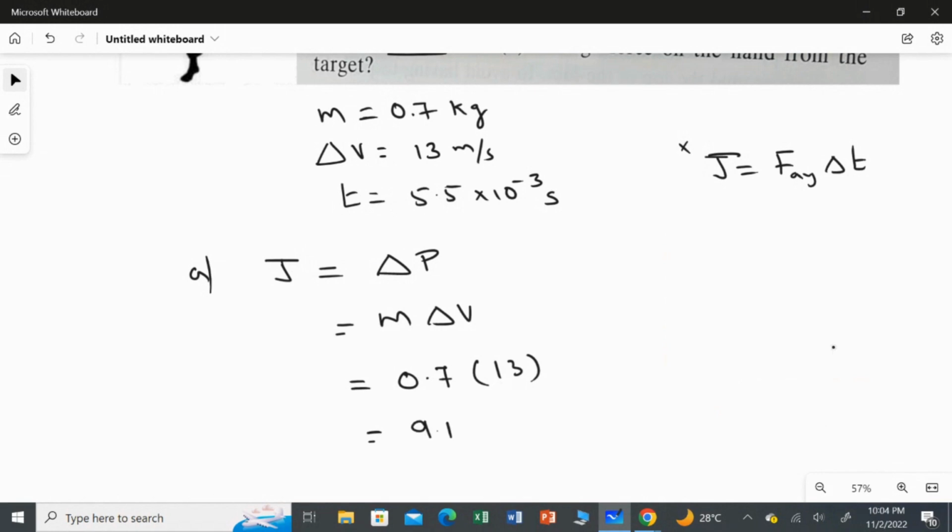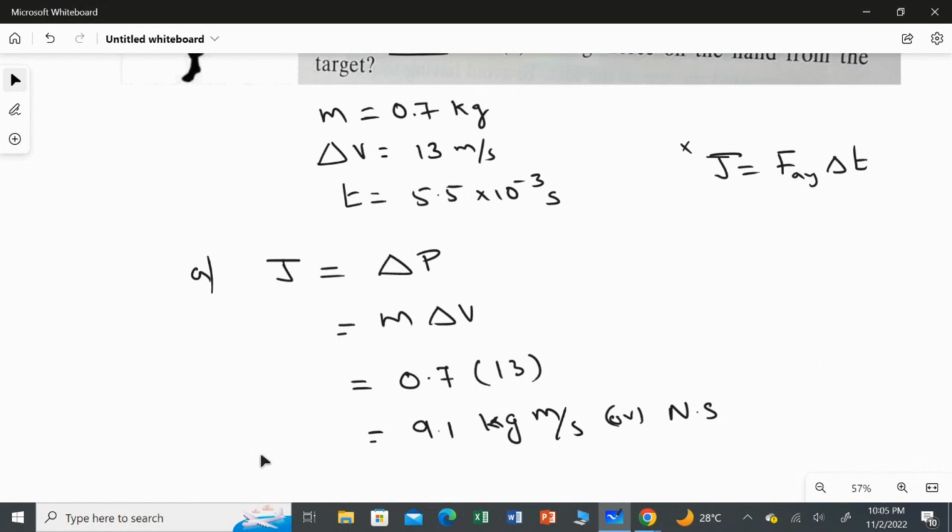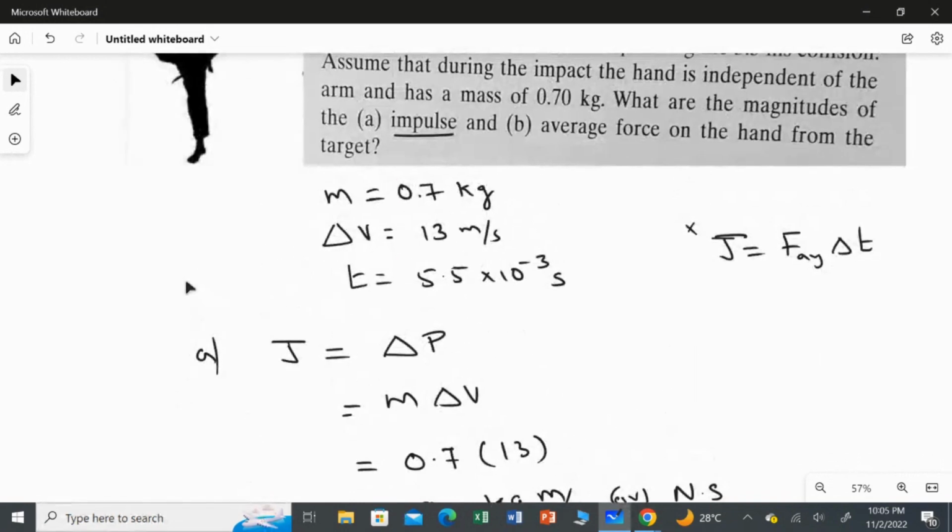So 9.1, what is the unit? The unit for the impulse is kilogram meter per second, right? Kilogram for the mass and meter per second for the speed, which is exactly Newton second, another unit. Newton second also you can mention. Both are units for the impulse. Now we have to answer the second part.